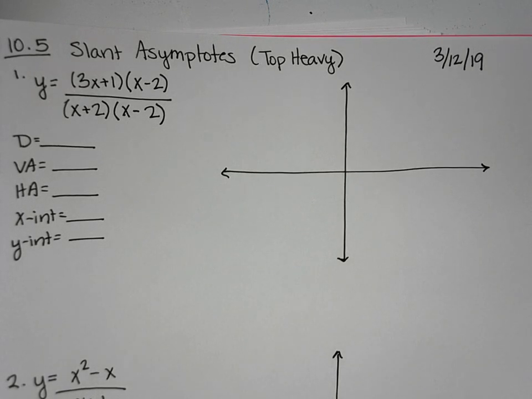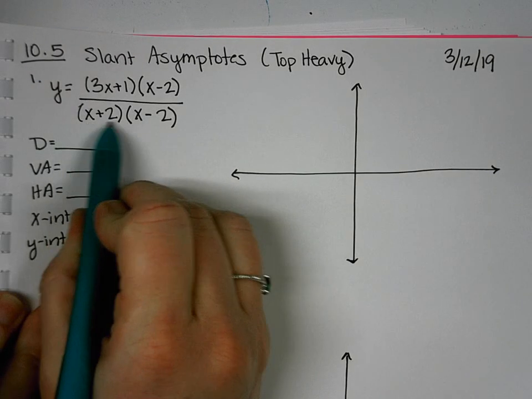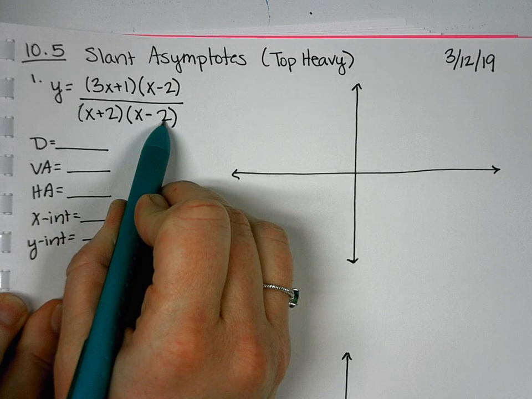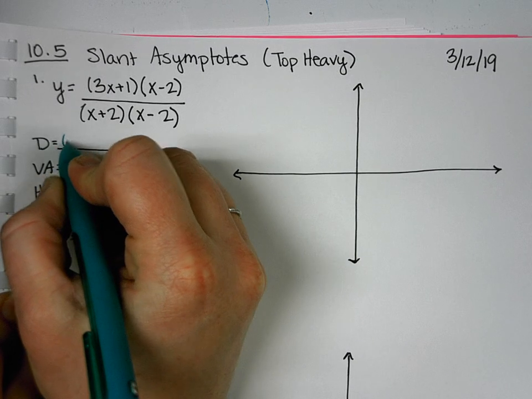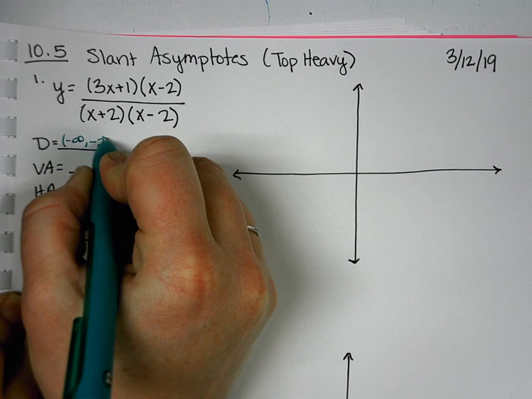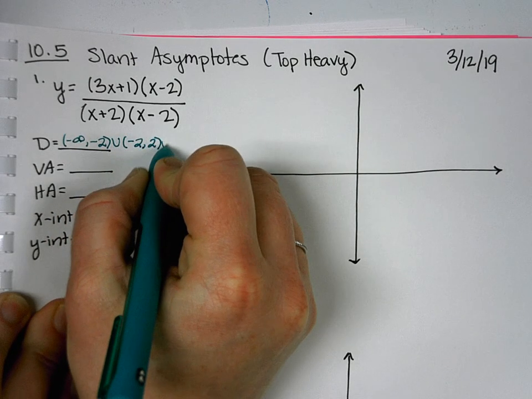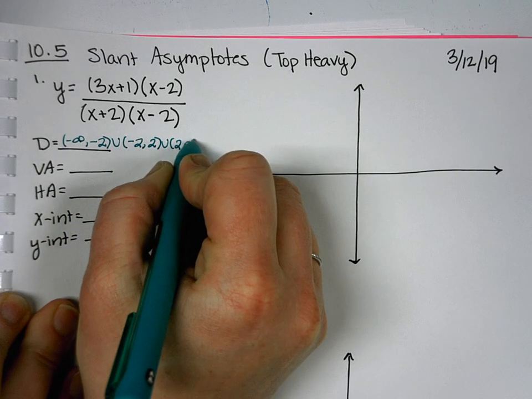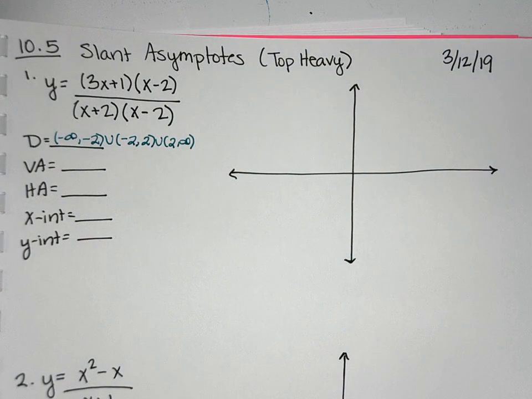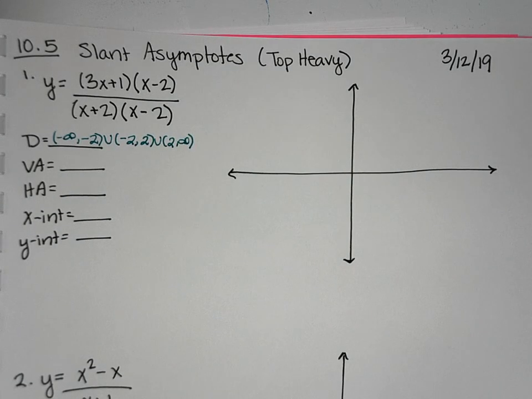where finding our domain, we find that before we simplify. So looking at my denominator, 2 and negative 2 will make it 0. So I'm going to have negative infinity to negative 2 in union with negative 2 to 2 in union with 2 to infinity. Did not leave myself enough of a line there to fix that.